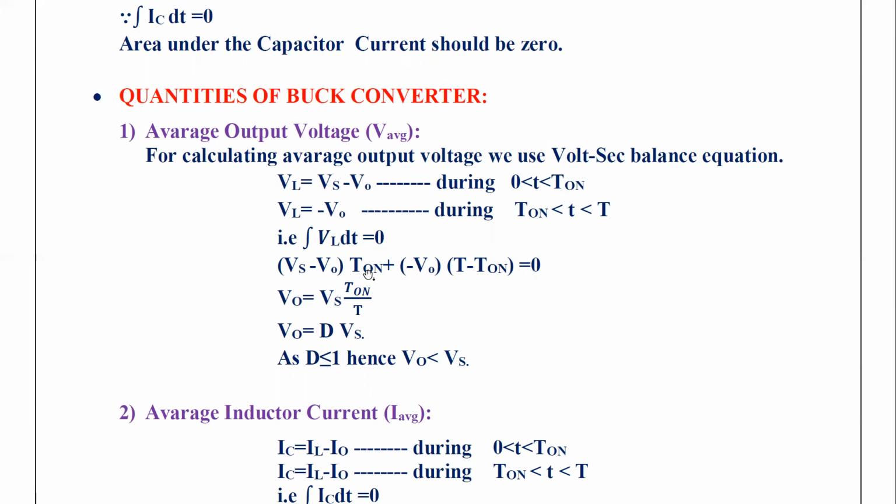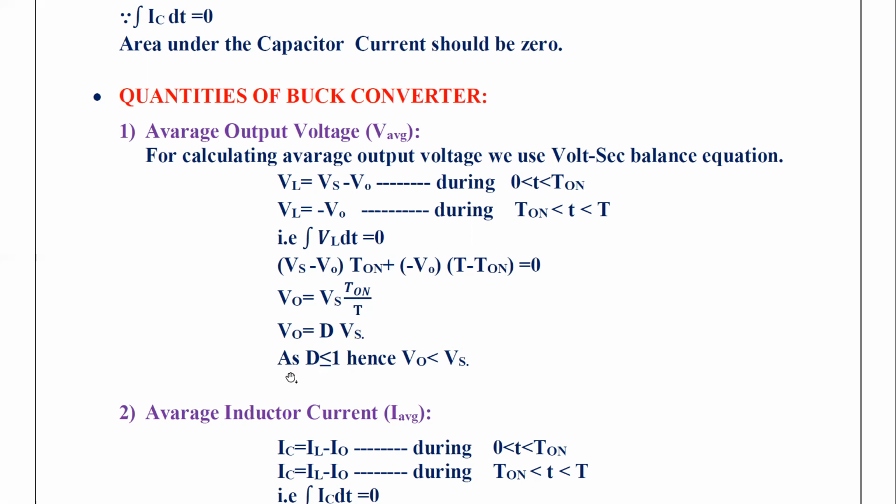So multiply all the parameters here and expand the turn on and turn off times. Therefore, you will get V naught is equal to Vs into T on by the total time period T. This we know as the duty cycle D. Duty cycle D can be defined as T on by the total time period. Therefore, by substituting D here, V naught is equal to D into Vs.